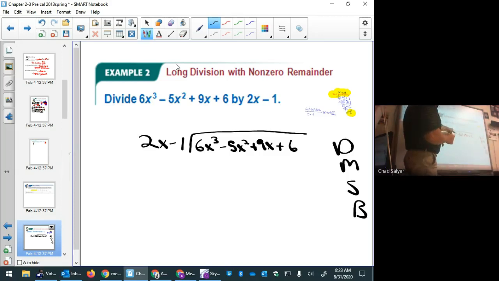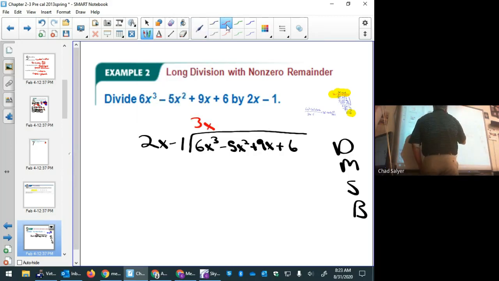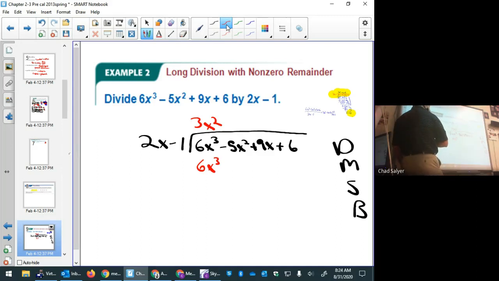Yes. Colby, what goes right here? 3x squared. Excellent. Coincidentally, the same as the previous problem. That's just a coincidence. And then tell me, Caitlin, what goes right here? We're on the multiply part now. You would multiply 2x and 3x squared, so that's 6x cubed minus, and then you would multiply -1 times 3x squared. So that's -3x squared, and then you subtract that.